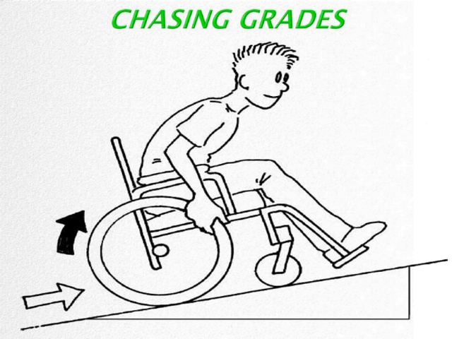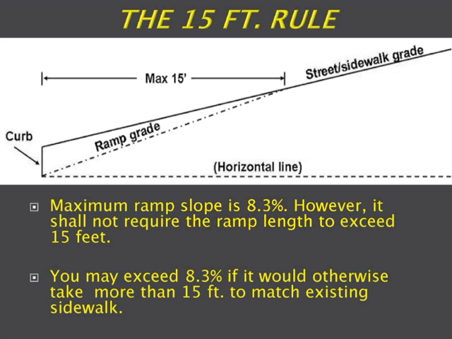That's actually something that the PROWAG did take into consideration, so they put in what I like to call the 15-foot rule. The maximum ramp slope is 8.33%. However, they don't expect you to run a ramp more than 15 feet. So what that means is that if that terrain is that steep, you can run a ramp to whatever slope you need to get it 15 feet, get the existing grade.